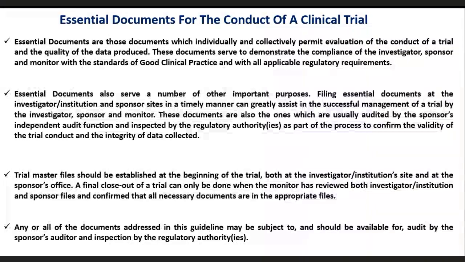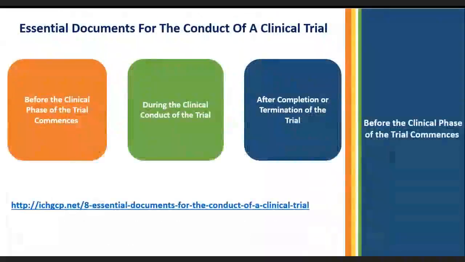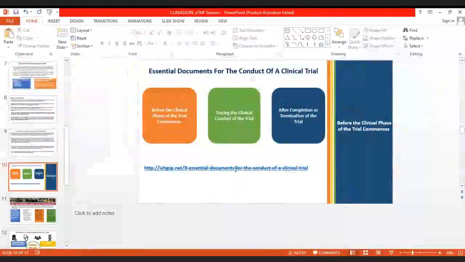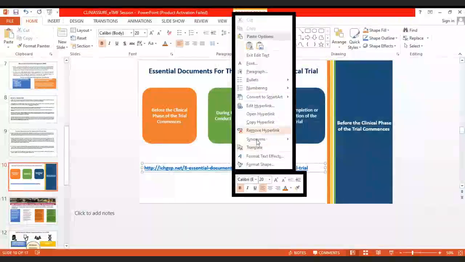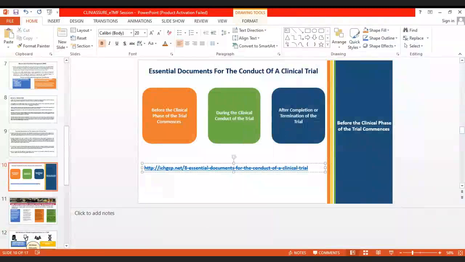There are so many parts of the essential documents, and I'll tell you here. They are bifurcated into three phases: before the clinical phase of the trial commences, during the clinical conduct of the trial, and after completion or termination of the trial. Just one minute, I'll open this link and show you how it looks.